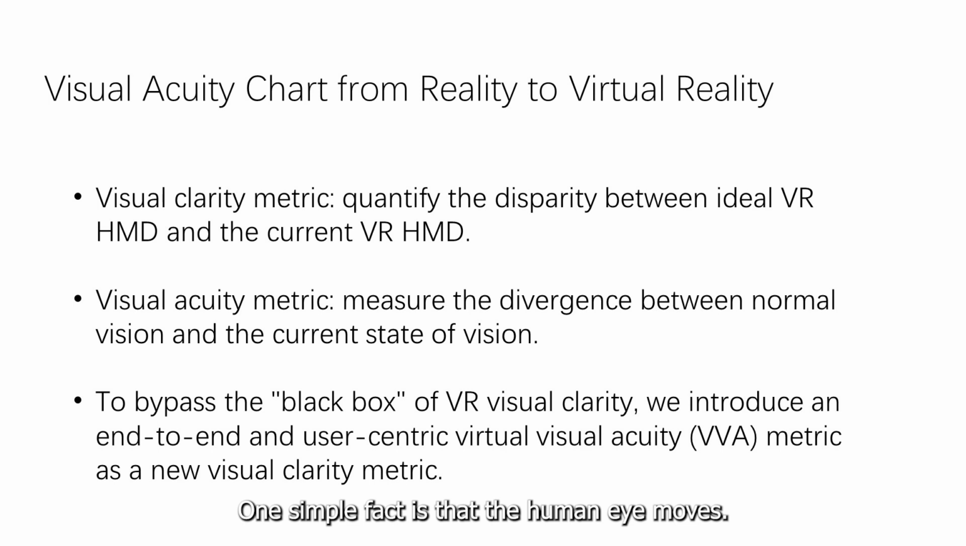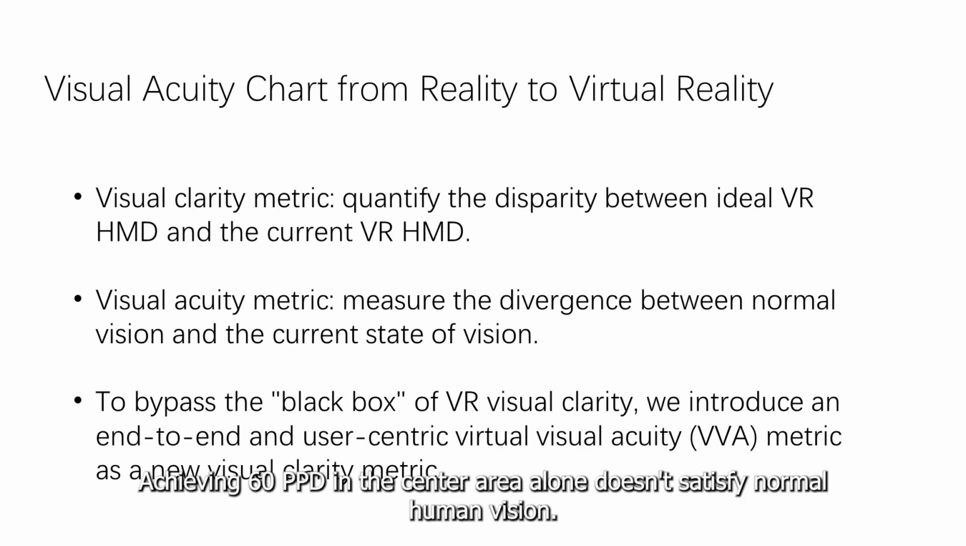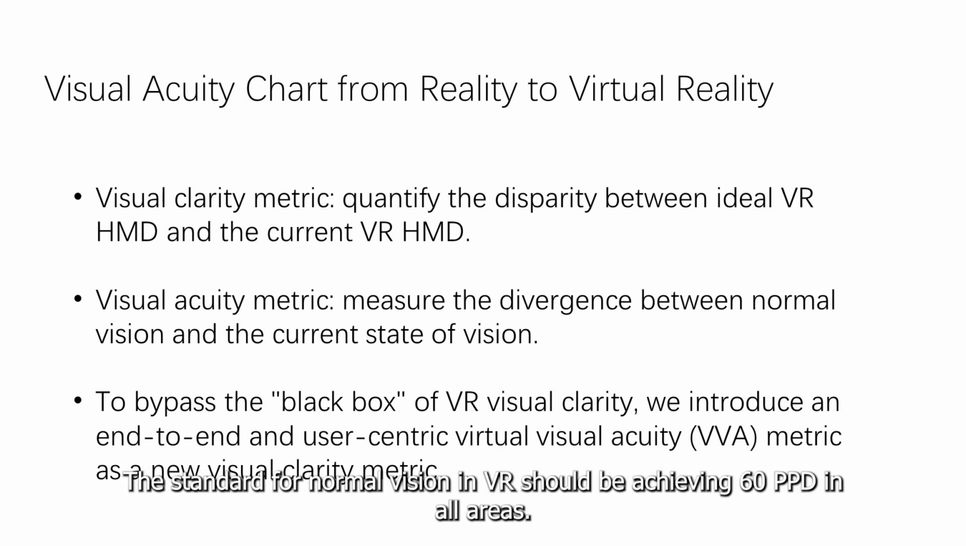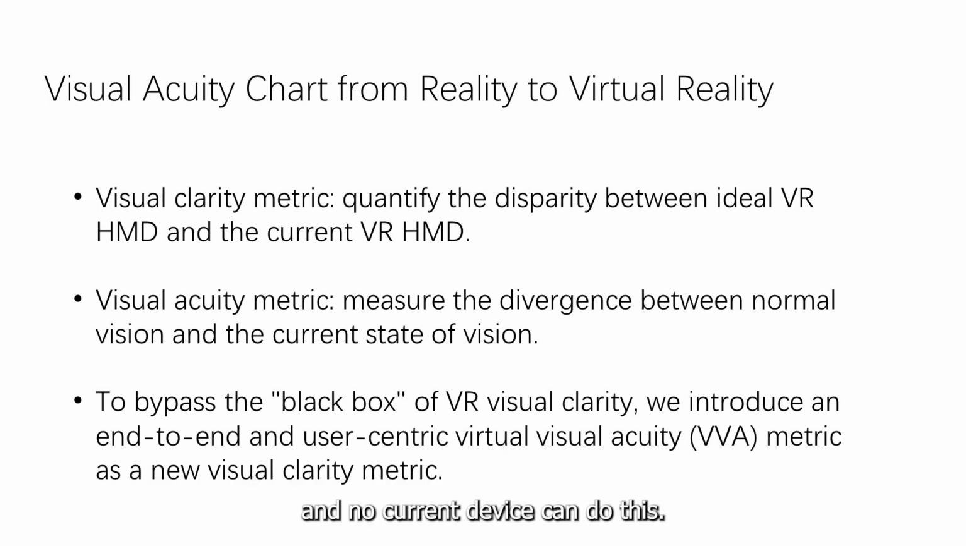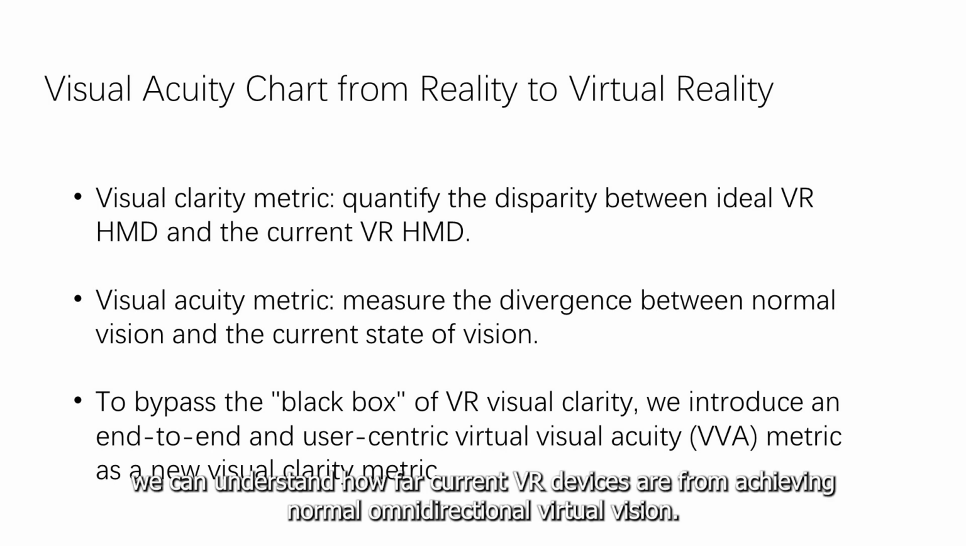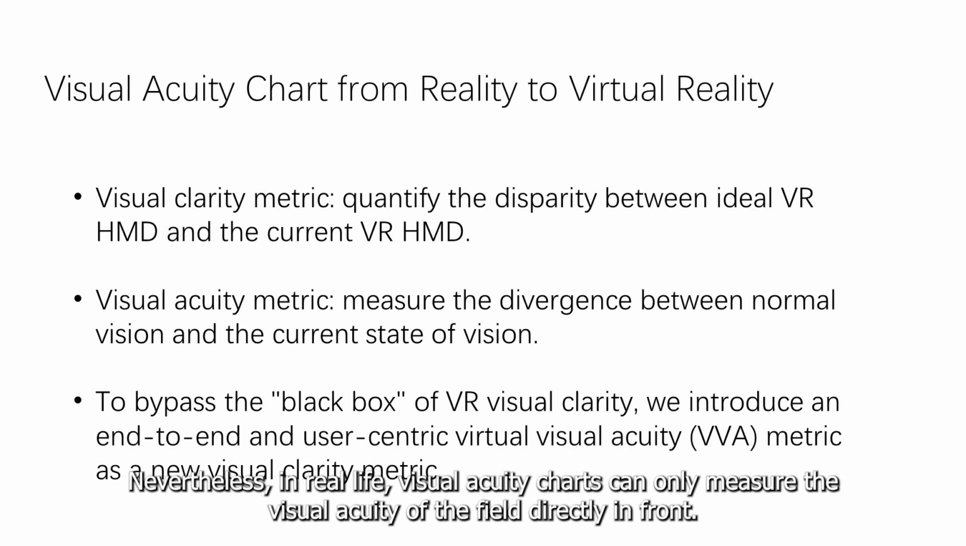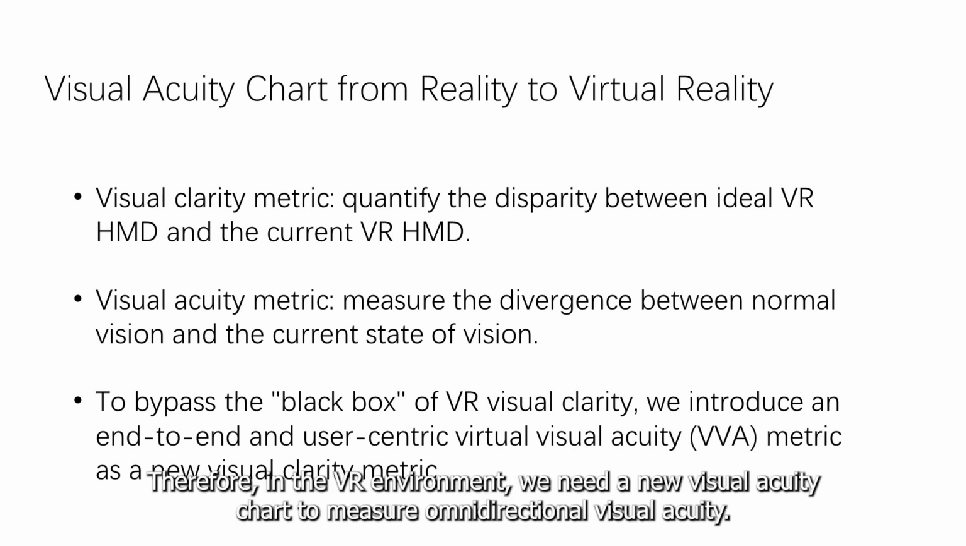One simple fact is that the human eye moves. Achieving 60 PPD in the center area alone doesn't satisfy normal human vision. The standard for normal vision in VR should be achieving 60 PPD in all areas, and no current device can do this. However, by using the method of visual acuity testing, we can understand how far current VR devices are from achieving normal omnidirectional virtual vision. Nevertheless, in real life, visual acuity charts can only measure the visual acuity of the field directly in front. Therefore, in the VR environment, we need a new visual acuity chart to measure omnidirectional visual acuity.